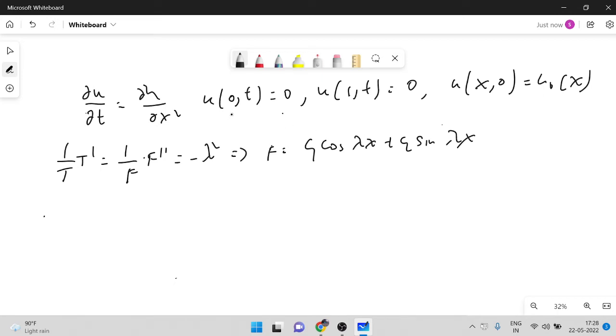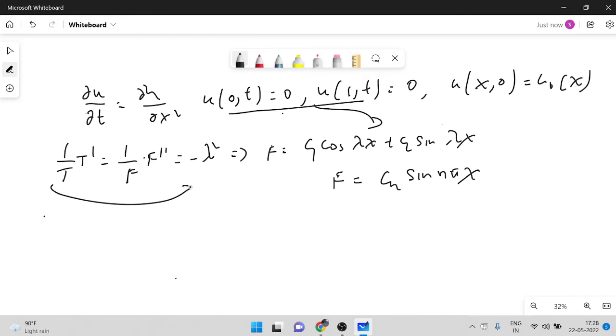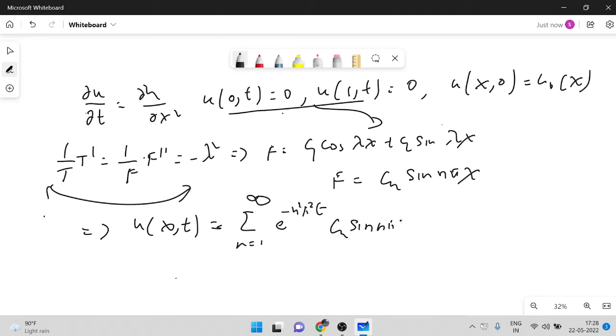So you just plug in these Dirichlet boundary conditions, you get your F to be Cn sin n pi x. Once you plug it in and solve the ODE for T, you get u of x comma t equals sigma n equals 1 to infinity e power minus n square pi square t into some Cn times sin n pi x.